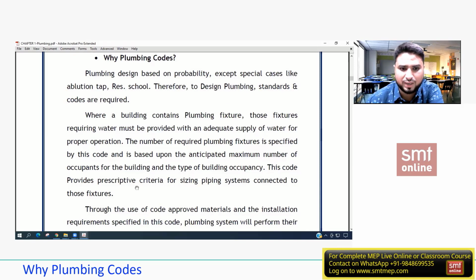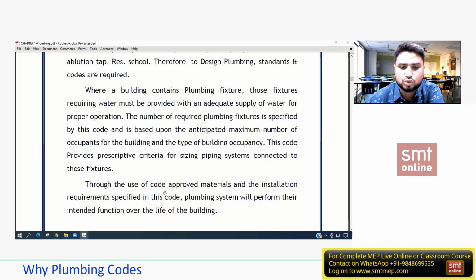What happens over here is, this code provides prescriptive sizing criteria for sizing the piping system connecting to the fixtures. So the code, use of code approved materials. Now we can find out the approved materials. I gave you a simple example in a previous session, that for example, nearby the seashore, if there's a project, they recommend me to go for the non-metallic category of material to install, so that there is no corrosion problem. Or else you can go with metal, then you can go with copper, or you can go with stainless steel also. But again, stainless steel also does corrode.